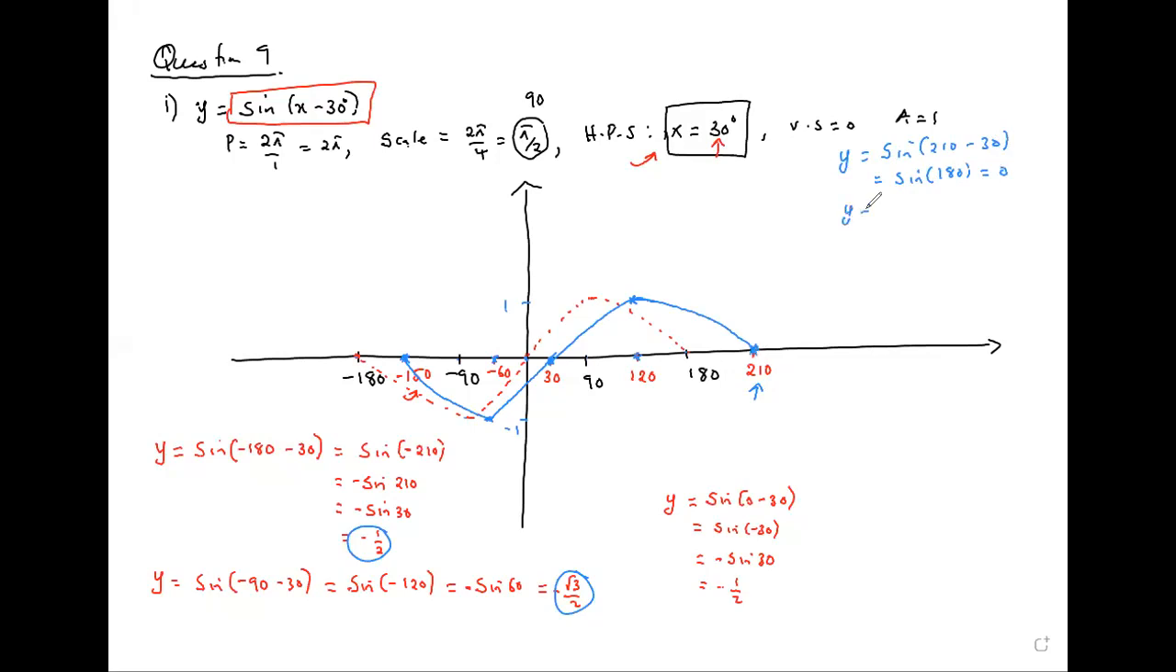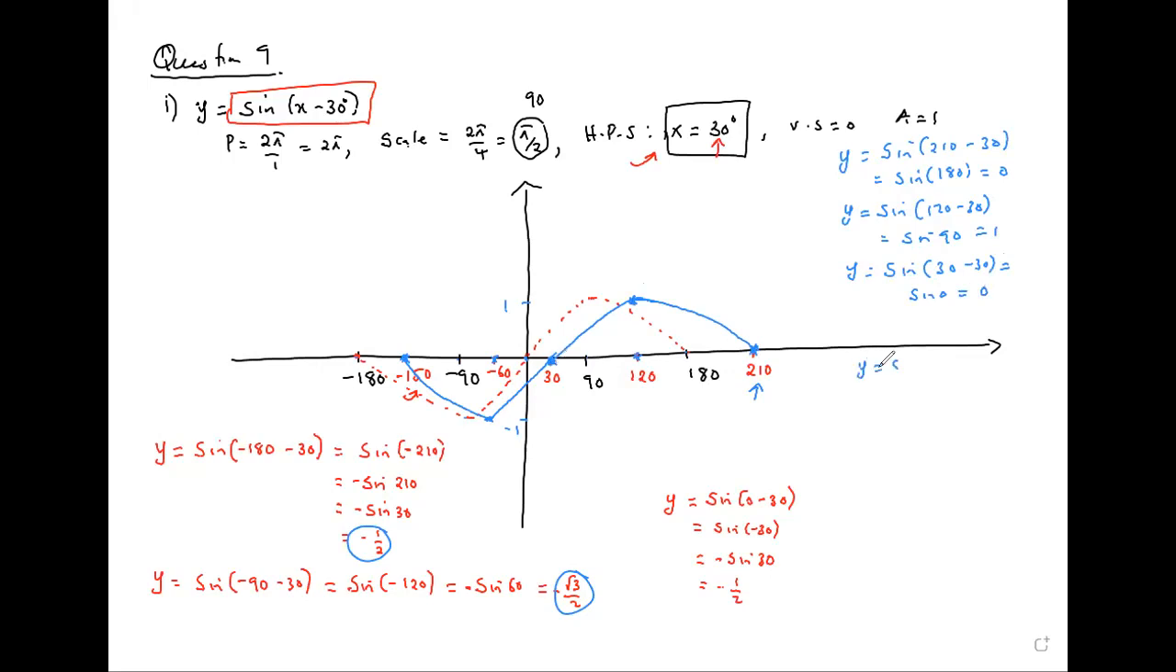Then you get y is equal to sine 120 minus 30. That is sine 90, which is 1, there. Then you get y is equal to sine 30 minus 30, which is sine 0, which is 0, which is here.